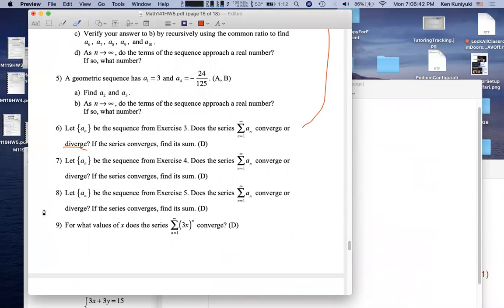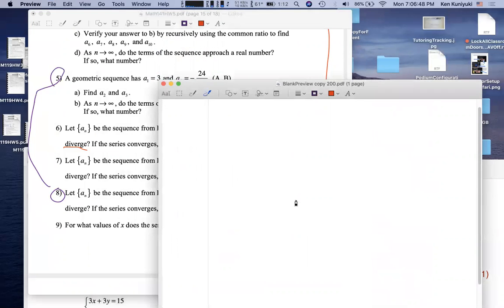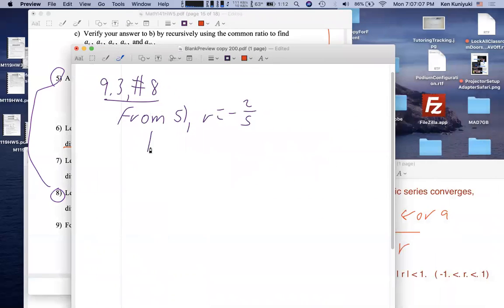Okay. So on number 8 here, which refers back to 5. Okay. So on 9, this 9-3. Okay. So from 5, we got that R was -2/5, so you found that. And since you're right, it satisfies the convergence condition. So that means that the series, by definition, only a geometric series has a common ratio R. The series converges.